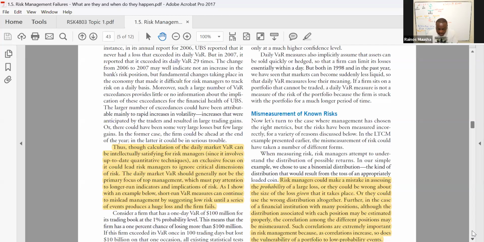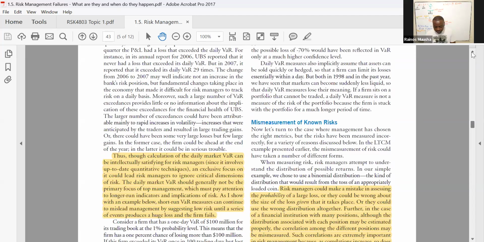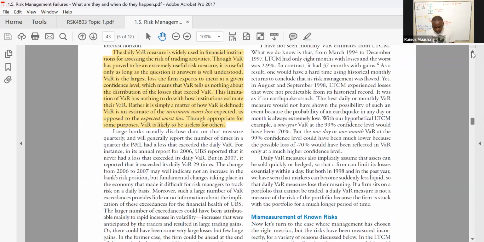So the daily market value at risk should generally not be the primary focus of top management, which must pay attention to longer run indicators and implications of risk. So as I show with an example below, short-run value at risk measures can continue to mislead management by suggesting low risk until a series of events produces a huge loss and the firm ends up failing as well. Any questions so far? Any questions?